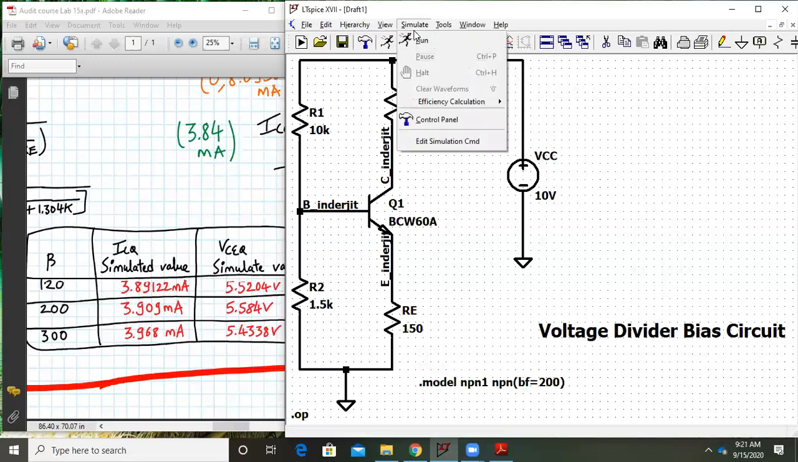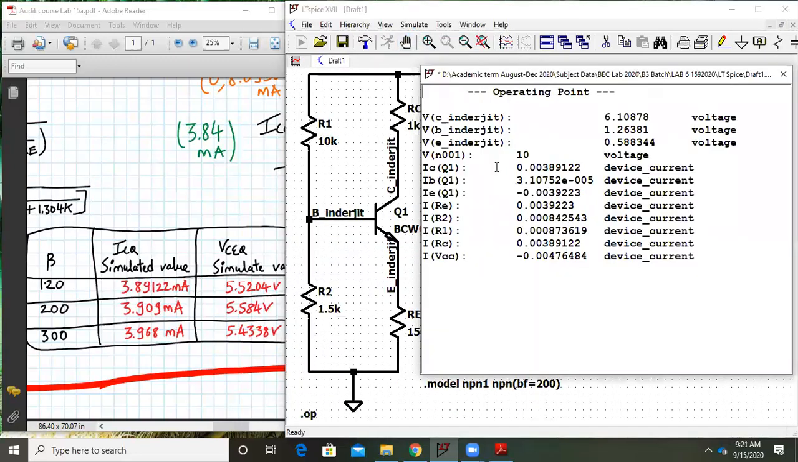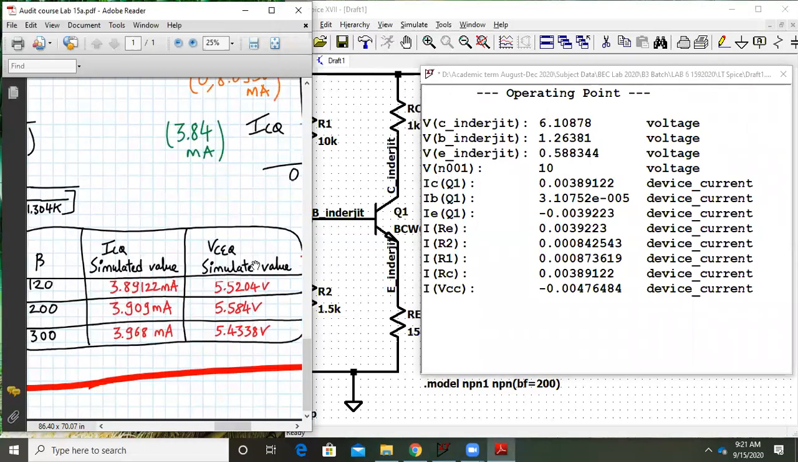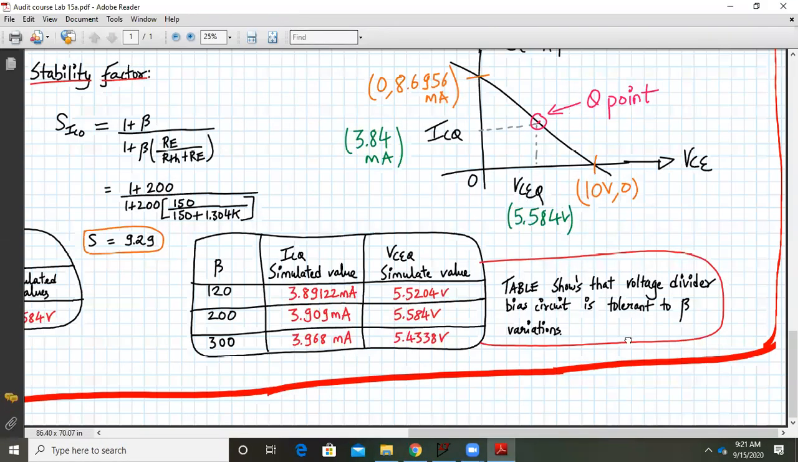Now again, if we simulate, we will get the corresponding values of VCE and IC. IC is coming out to be 3.8911 milliamperes, and VCE is 6.11 minus 0.588. If you work that out in a calculator, it comes out to be 5.52 volts. So that's how we can find these values. If you see carefully, the ICQ values are not deviating much. It's about 3.9, and the VCQ is also about 5.5.